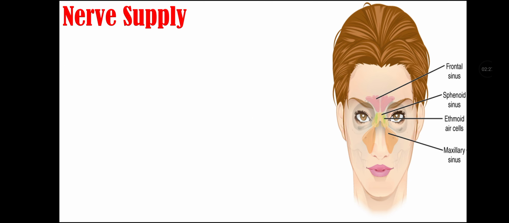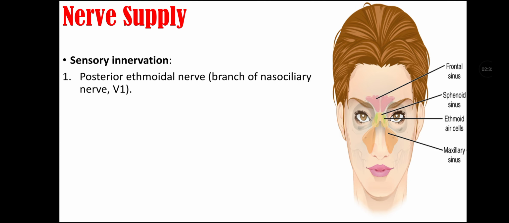Now nerve supply of sphenoidal sinuses. First we will talk about its sensory innervation. It is supplied by posterior ethmoidal nerve, that is branch of nasociliary nerve, that is the branch of ophthalmic division of trigeminal nerve. It is also supplied by orbital branches of maxillary nerve, that is branch of trigeminal nerve.